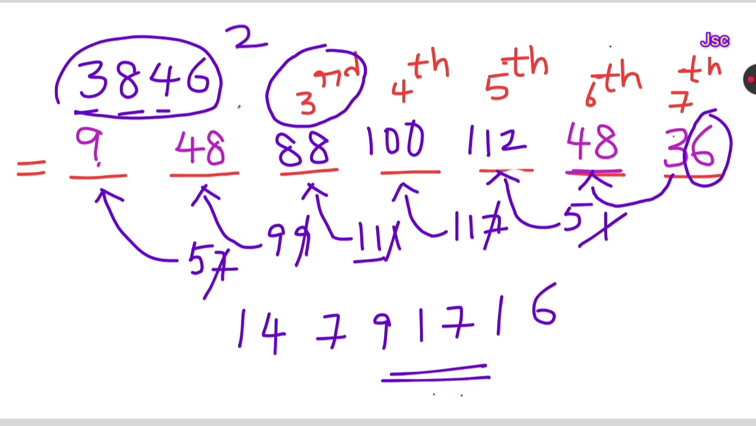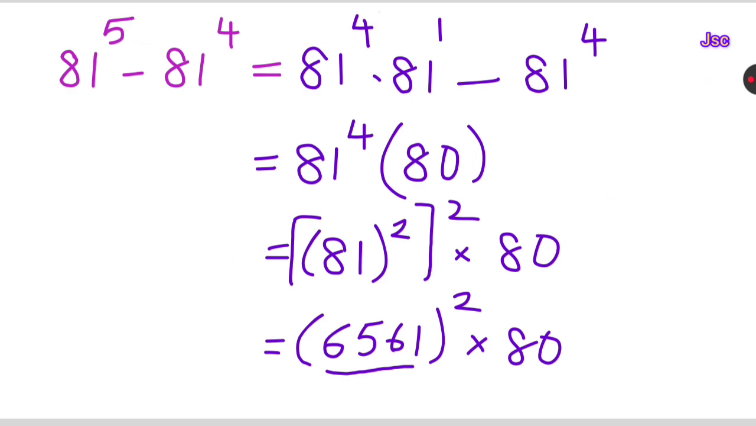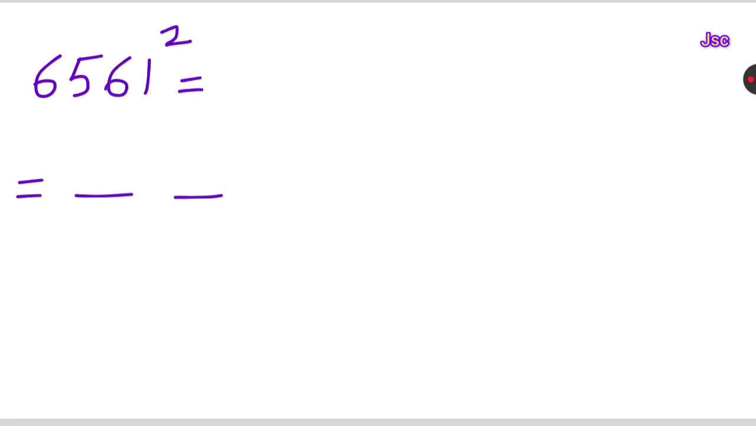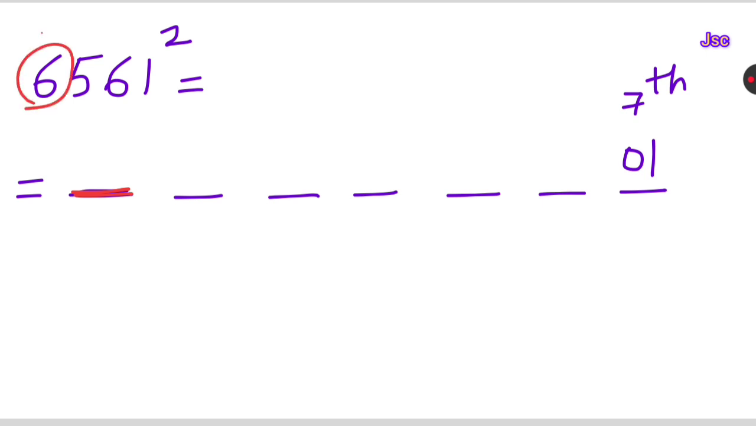Now come to our question. So what we have is 6561. Same like that, we are going to do the square of this 4 digit number. So what we have to do first, make the 7 positions: 1, 2, 3, 4, 5, 6, 7. For the 7th position you have to square the unit digit, which is 1. So you just write it as the double digit 01.